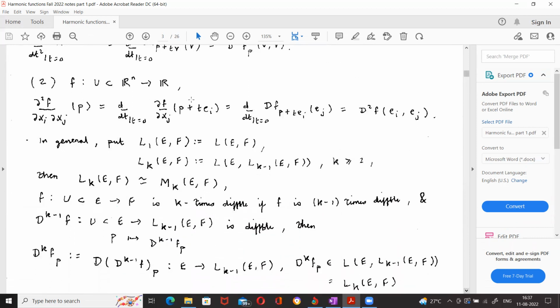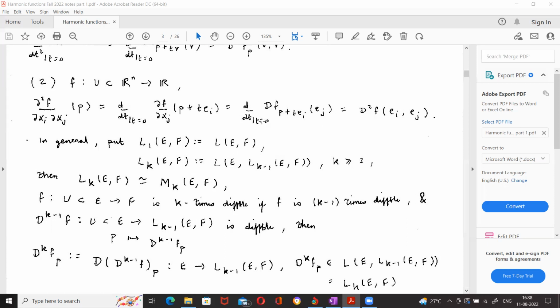So now let's come to f from R^n to R, a concrete example. Let's look at the second partial derivative, del squared f over del xi del xj, applied to p. What is this? This is del xi of del f over del xj. So by definition, this is d/dt at t equal to 0 of del f over del xj applied to p plus t ei. Now, what is del f over del xj of p plus t ei? Remember, del f over del xj is just the derivative df at this point applied to the vector ej.